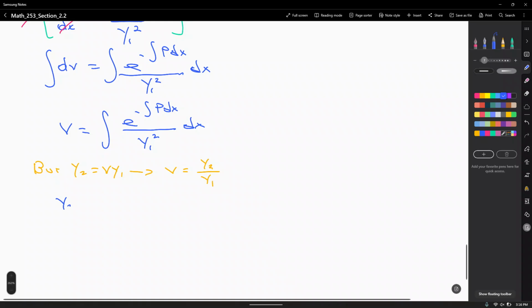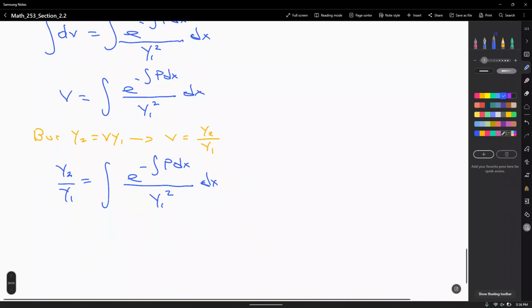So y sub 2 over y sub 1 equals the big integral of e to the negative integral of p dx divided by y sub 1 squared dx. To solve for y sub 2, just multiply both sides by y sub 1, and y sub 2 equals the big integral of e to the negative integral of p dx, everything divided by y sub 1 squared dx, and that times, oh, I forgot to multiply y sub 1 here. All right, and that's actually the end of the proof derivation. So that's the formula we're going to use.